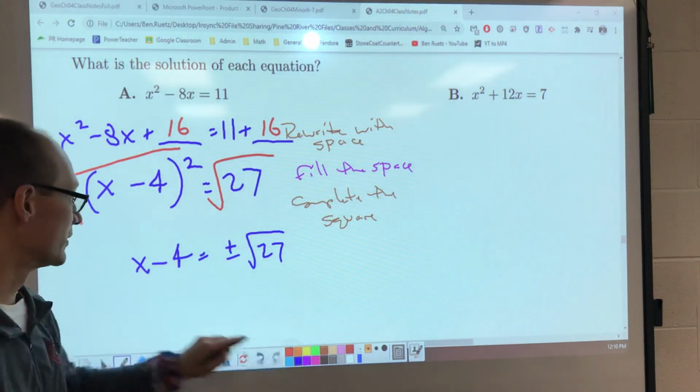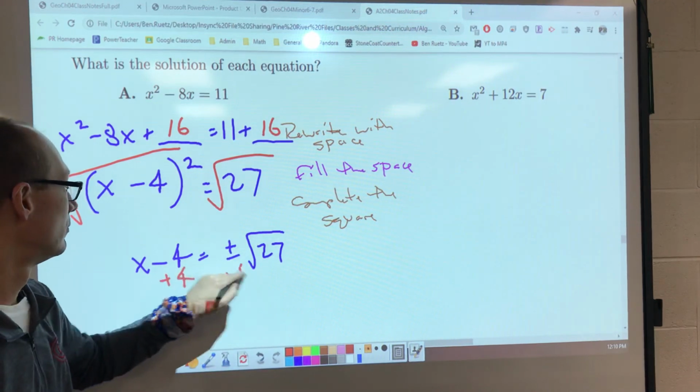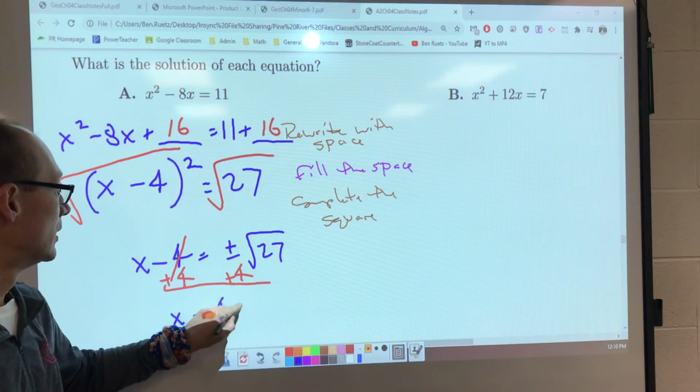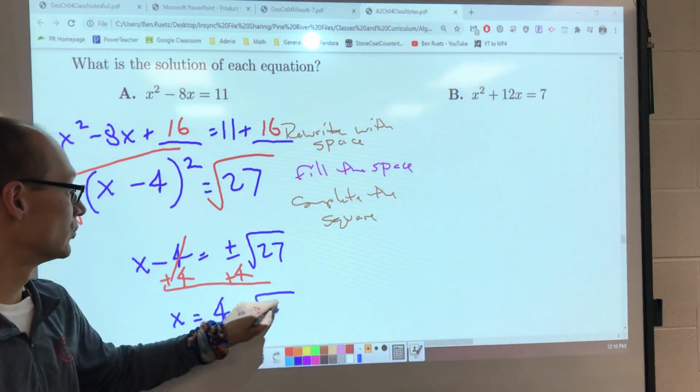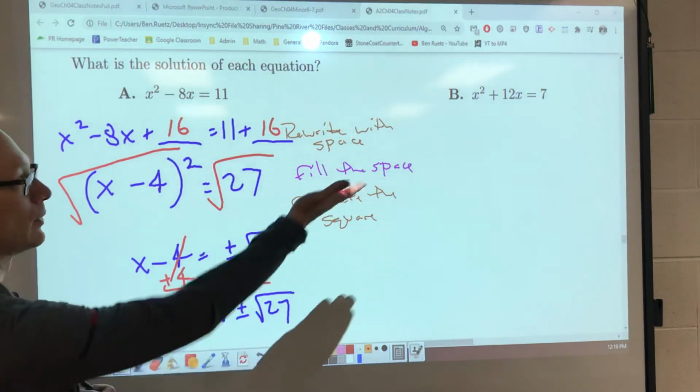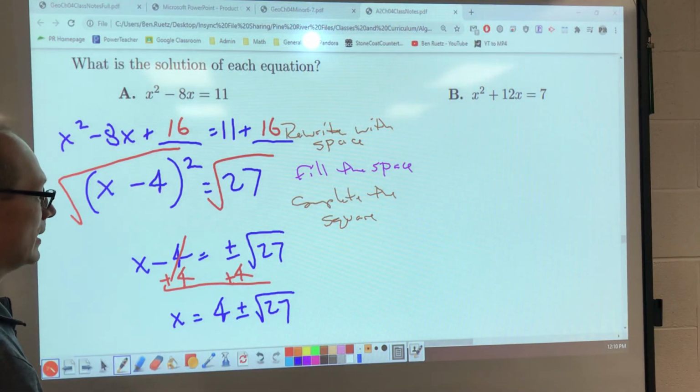Adding 4 to both sides, and I get x equals 4 plus or minus the square root of 27. Neat. So that's how that works. That one over there works in the same way.